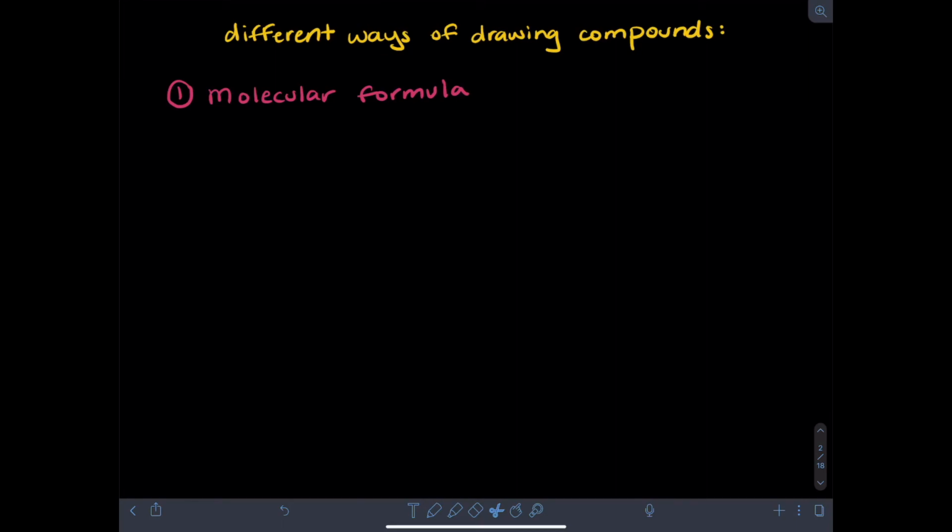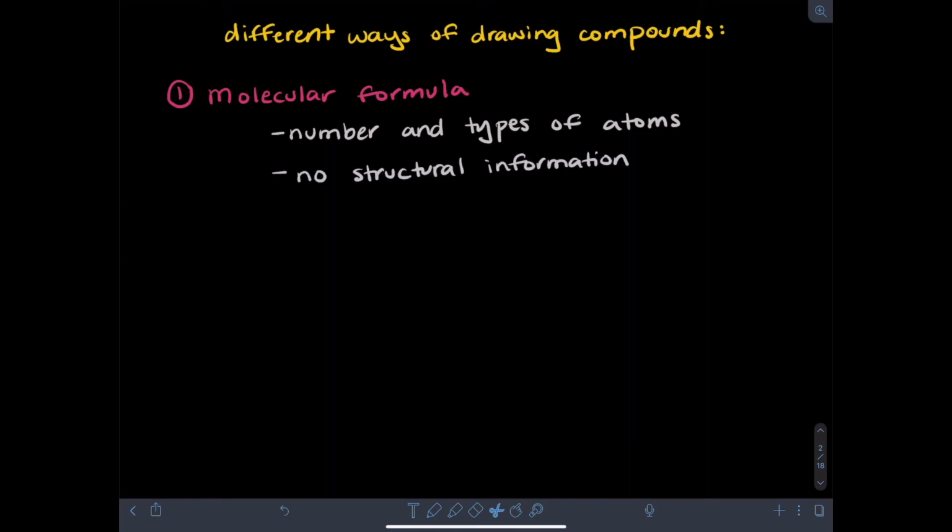One way of drawing a compound is just writing its molecular formula. This tells someone how many and what types of atoms are in that molecule, but it doesn't give you any structural information. You don't know how those atoms are attached together. As an example, let's consider a molecule with a molecular formula C2H6O. I know the atoms, but not the structure here.